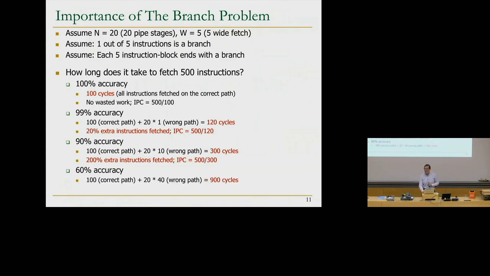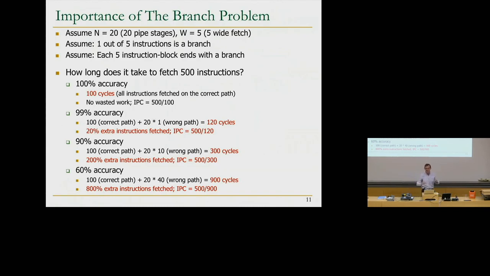So that's 900 cycles. Which means that your IPC is now below 1, 5 divided by 9. But your machine is capable of finishing 5 instructions per cycle. Clearly, you're not finishing 5 instructions per cycle. You're not even finishing 1 instruction per cycle. And your extra instructions is 800%. So that's the importance of the branch problem.